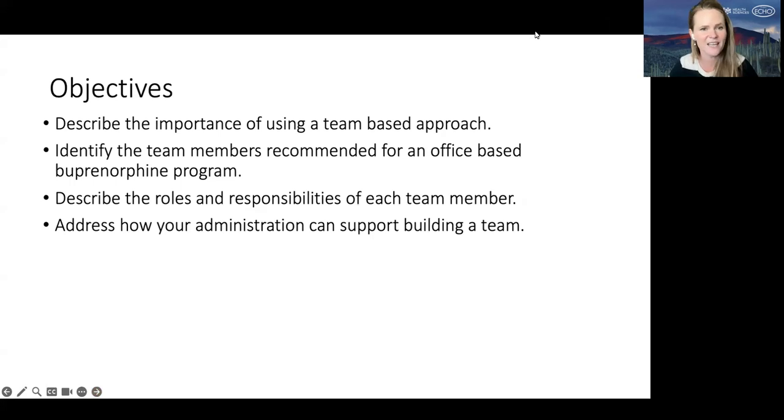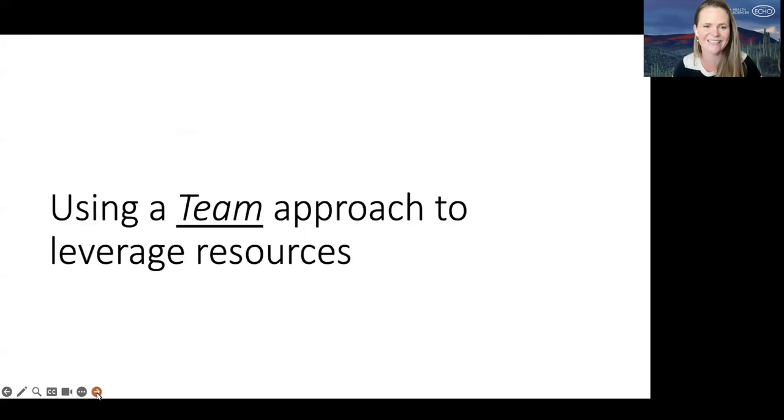So in terms of our objectives today, we'll be describing the importance of using a team-based approach. So why are we spending a presentation on this? How is it relevant to you and your potential to practice with it? We'll identify the team members that are recommended for an office-based buprenorphine program and describe the roles and the responsibilities of each team member, because a big part of this model is making sure that everybody has their right place so that they can practice at the highest level of their skill pyramid and make sure they're providing the best care possible as efficiently as possible. And then we'll wrap up with talking about how your administration can support building a team based on this model, if they're open to it.